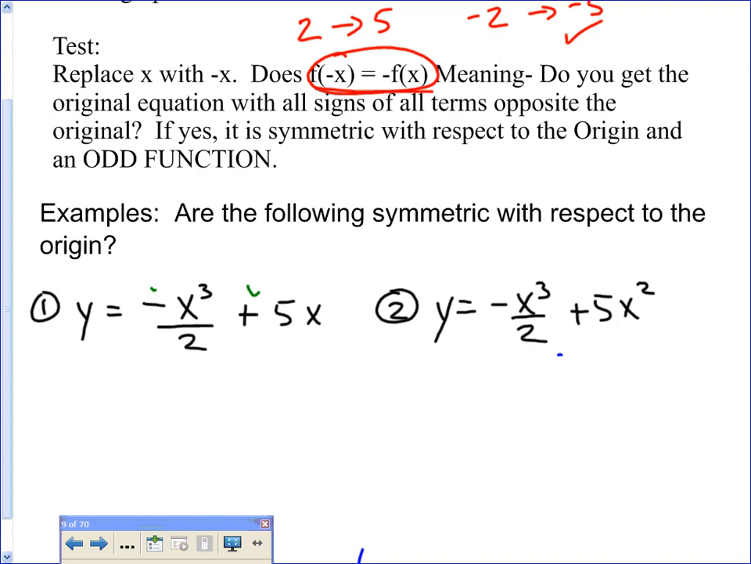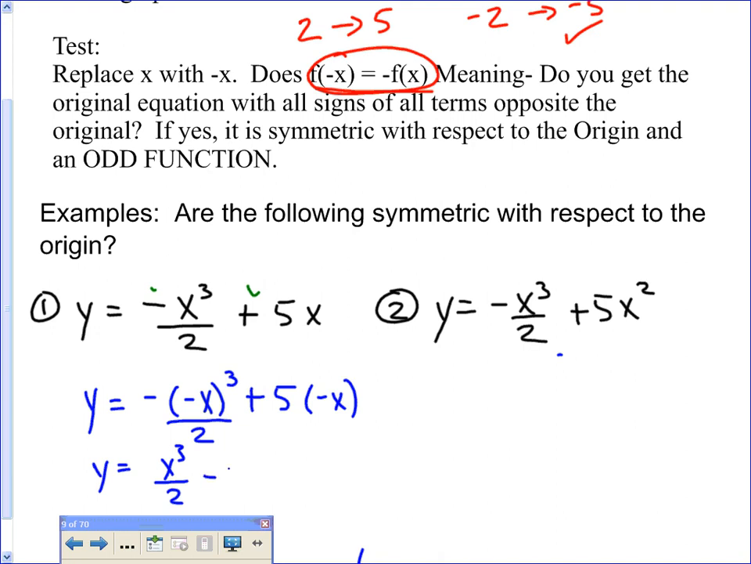So let's look here. Wherever I have an x, I'm going to replace it with a negative x. And then I simplify. When I cube the negative, I'm going to get a negative, so that's going to change. That negative times a negative simplifies as this, and then negative 5x. Now when I compare this to the original, you notice that I have a positive here. Compare that to this sign, and you notice it did change.